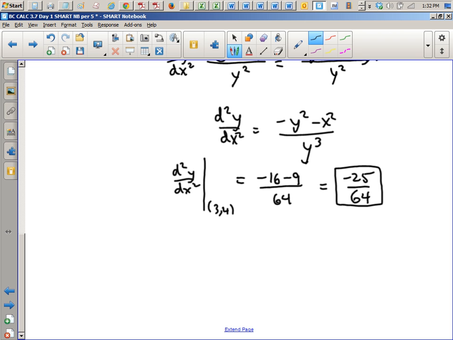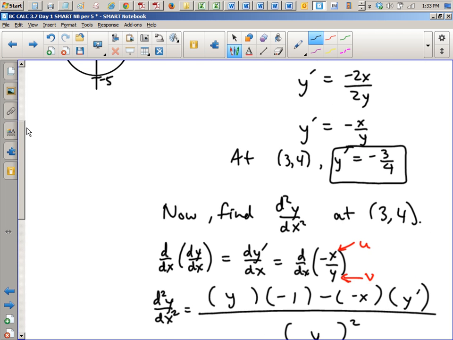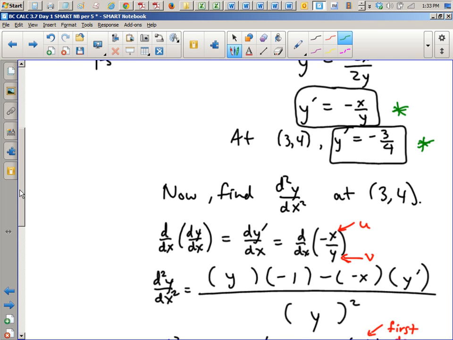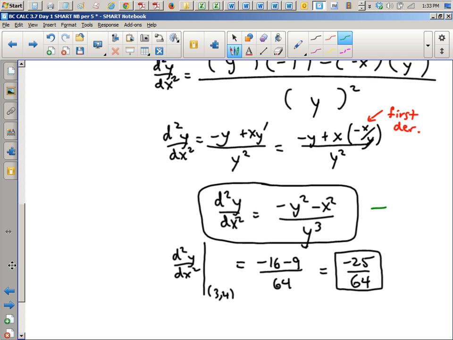Okay, so I'm going to circle all my answers. I've got my second derivative here, and I've got second derivative with 3 and 4 plugged in. And then I'm going to go back up and circle my first derivative, right here. And then you can see my first derivative with the 3 and 4 plugged in. So I'll put stars by my answers. Okay, question? So negative x over y is the first derivative, negative 3/4 is the slope. Negative y squared minus x squared over y cubed is my second derivative.